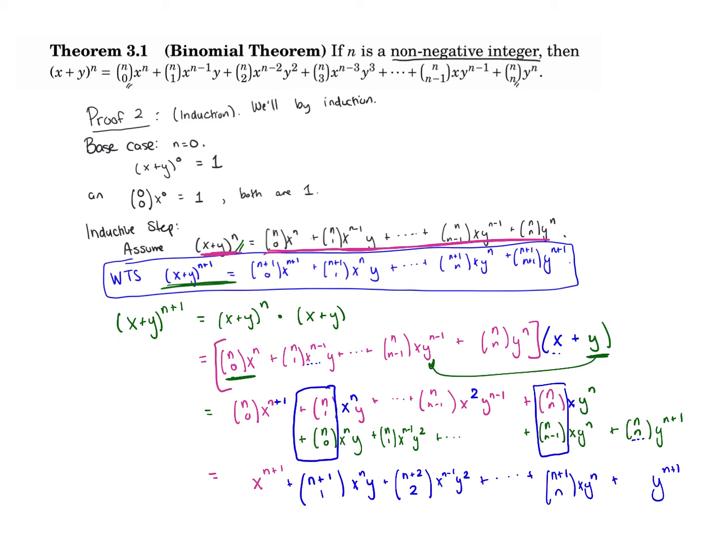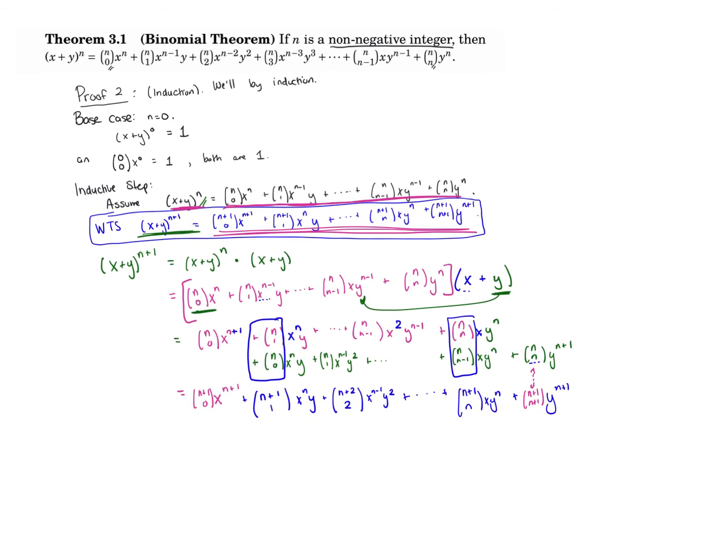But now, what was I trying to show? I was trying to show this expression, which is basically what I have, except that I need an n plus 1 choose n plus 1 here, and an n plus 1 choose 0 there. But I can do that, because I could just say, note that n choose 0 is equal to n plus 1 choose 0, because those are both equal to 1. And the same thing with n choose n is equal to n plus 1 choose n plus 1, because those are both equal to 1. So this is what I wanted to show. So I can conclude by induction that the binomial theorem holds.